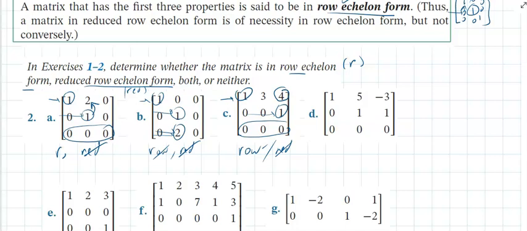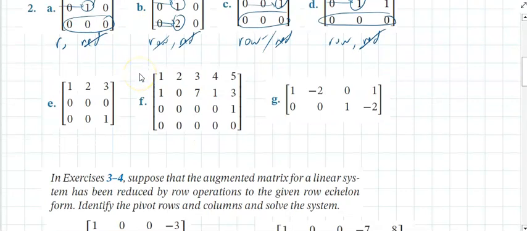So for reduced, you want anything above and below the ones to be a 0. I look at D, that's a 1 right there, that's a 1 right there, everything is a 0. First 3 properties are satisfied, so this is in row echelon form, but since that's a 5, this is not in reduced row echelon form. I get to E, and in E I notice the 0 row is not on the bottom, right? So this is not in row echelon form, automatically not in reduced.